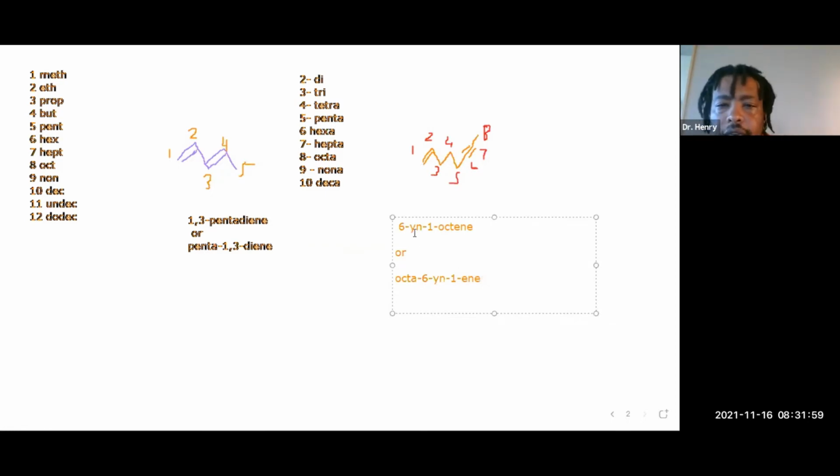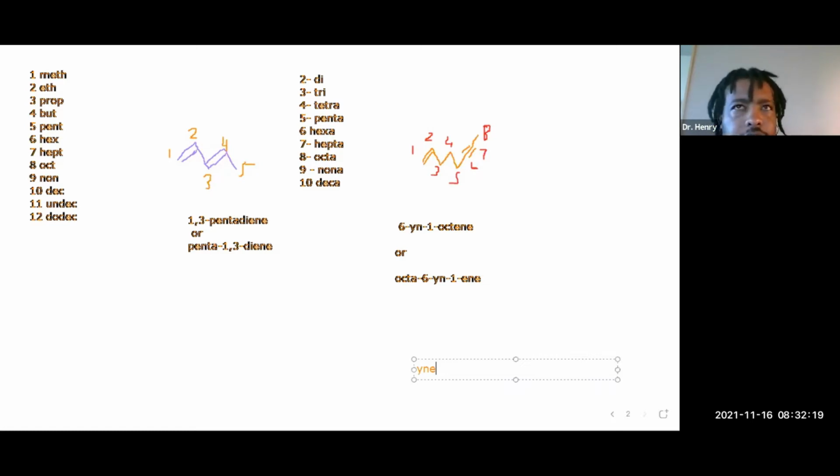So the yn comes from the fact that we have a triple bond on the 6th carbon. If you remember, when it's a triple bond, we would normally end it with yne, but now since it's not the priority, it doesn't get the last name, so you don't put the e at the end of it. We say that for the en and yn. So then we just shorten it to just yn. That lets us know that there's something more important in that carbon chain other than the triple bond. Does that make sense?